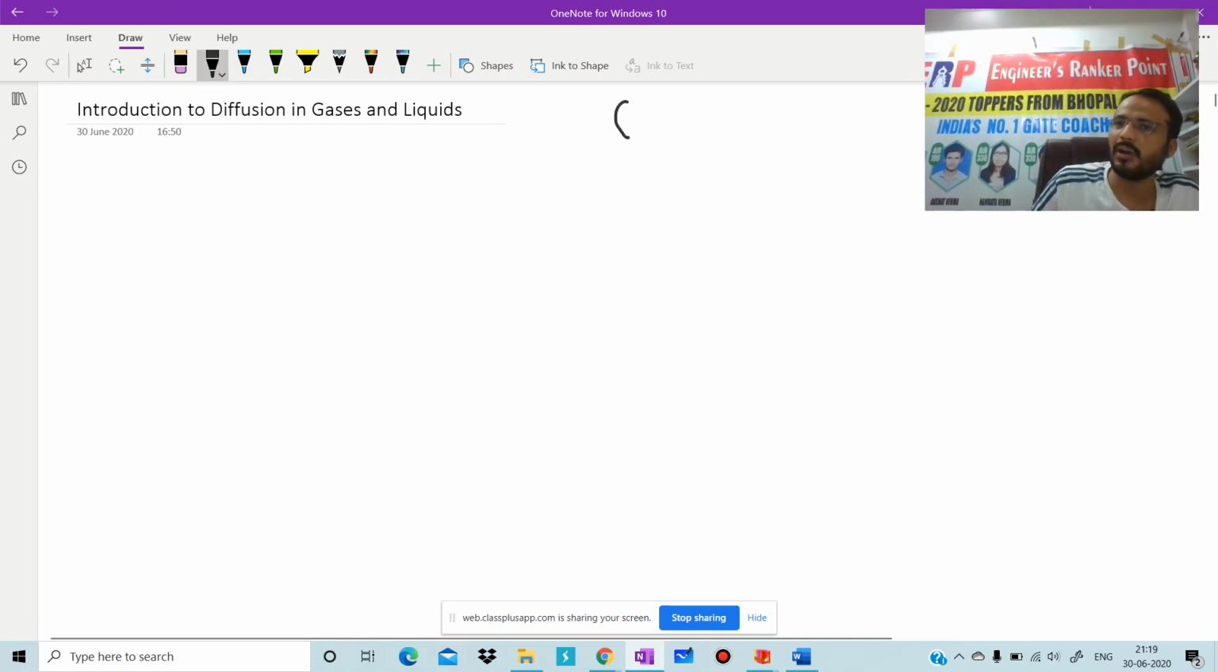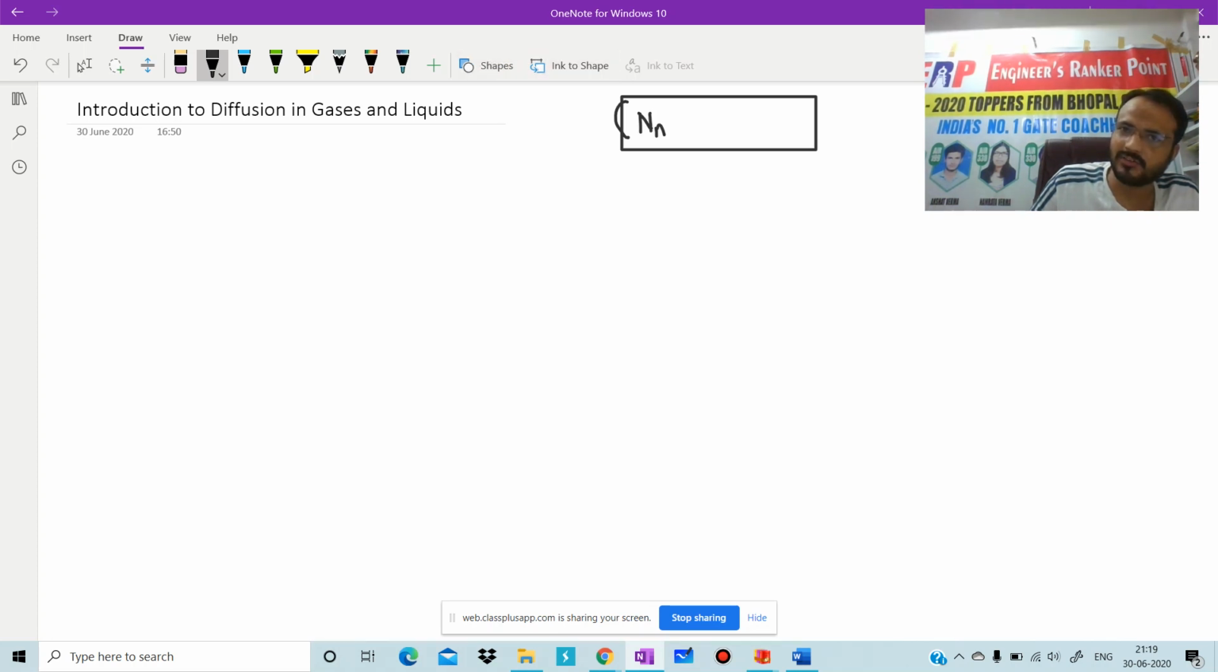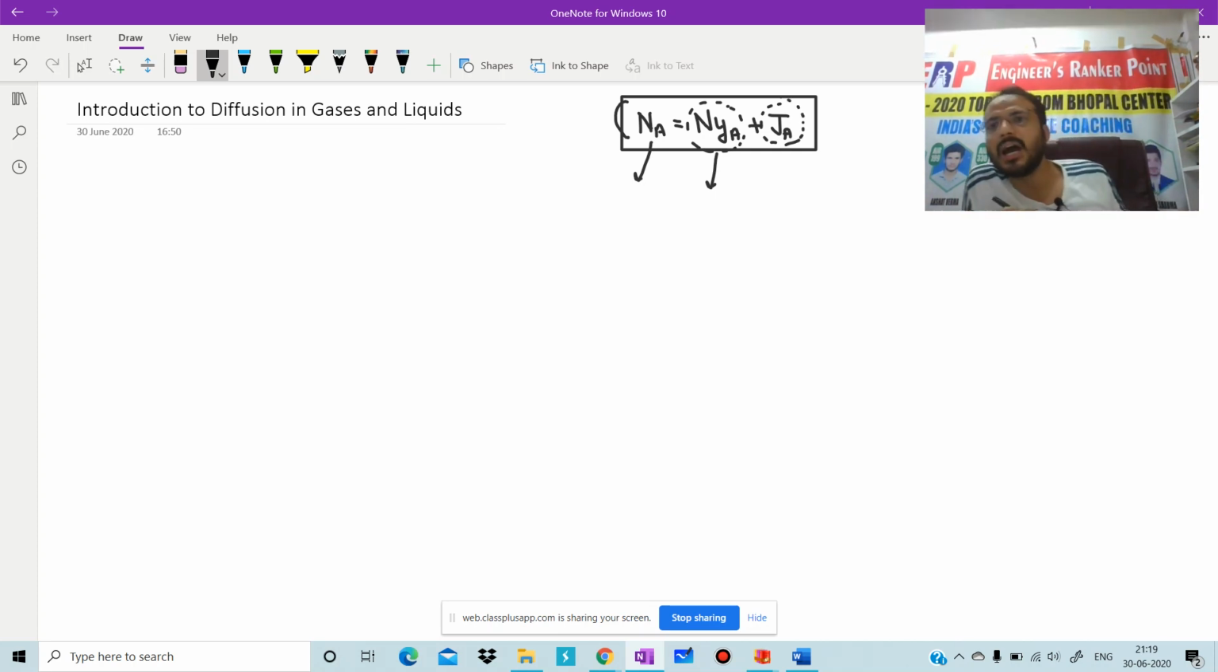We have one general formula, and our general formula is NA is equal to, this formula is very very important, NA is equal to N into JA, or N into XA plus JA. That is with respect to the stationary frame, that is due to the bulk motion or due to the convective flow. And this one is self diffusivity, or with respect to the molar average velocity. Is it clear? There should be no doubt.